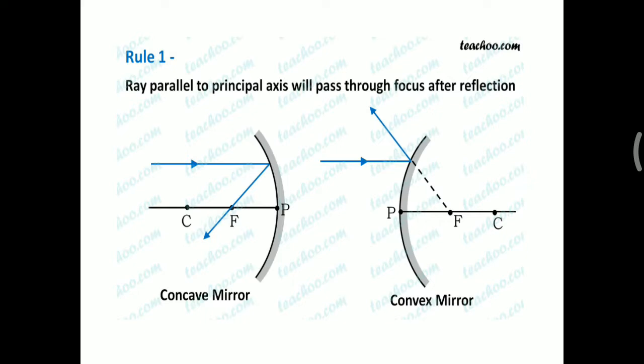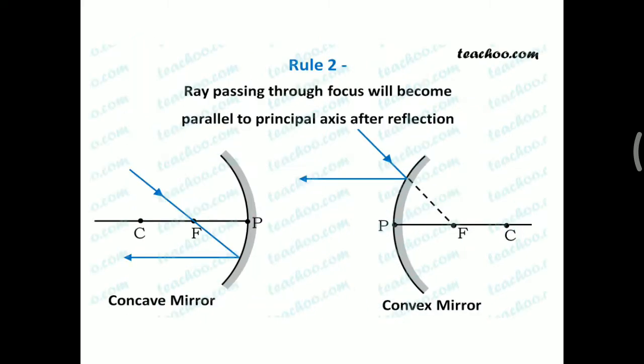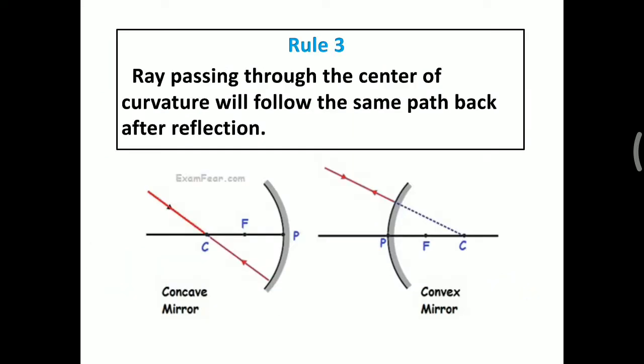The same thing applies to a convex mirror. In a convex mirror, I draw dotted lines because the focus and center of curvature are behind the mirror, so we can draw imaginary dotted lines. In rule 2, a ray passing through the focus will become parallel to the principal axis after reflection. In the third rule, a ray passing through the center of curvature will follow the same path back after reflection.